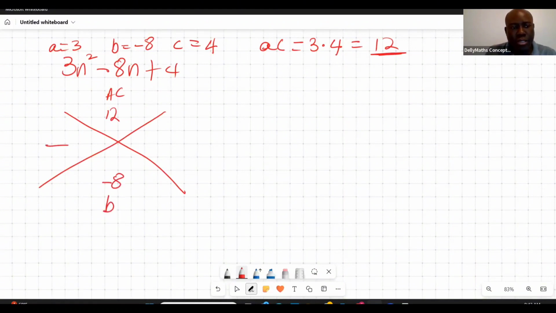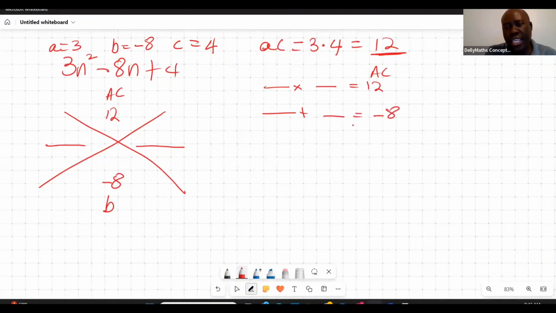I'm going to look for 2 numbers that will satisfy 2 conditions. I'm going to put it here. These numbers will multiply to give me back my +12, which is AC, and they will be added to give me back my -8, which is my B. Those numbers, however, are factors of 12. So let us list the factor pairs of 12.